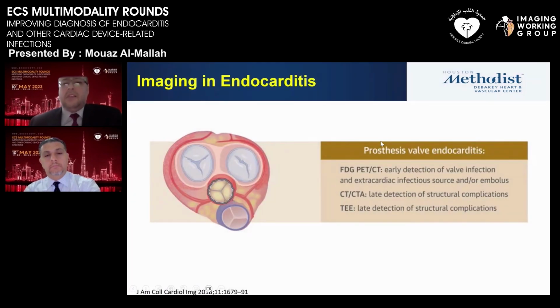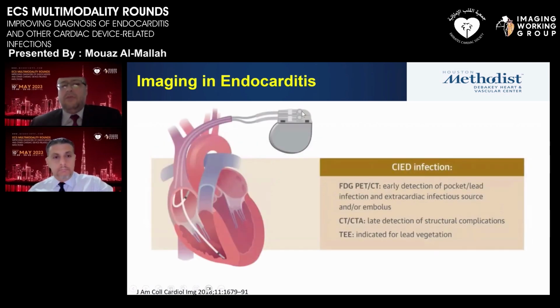So to summarize it up, for prosthetic valve endocarditis, FDG PET, CT, and TEE are all helpful. Diagnosis is usually suspected by transthoracic, confirmed by TEE if you can, but CT and FDG PET are going to be a good tool to help you with the local extension or for the early detection of extracardiac infectious source or emboli.